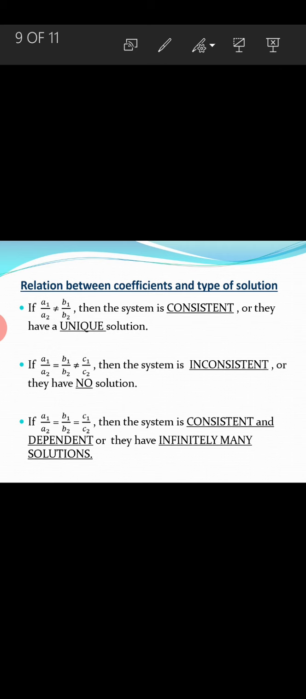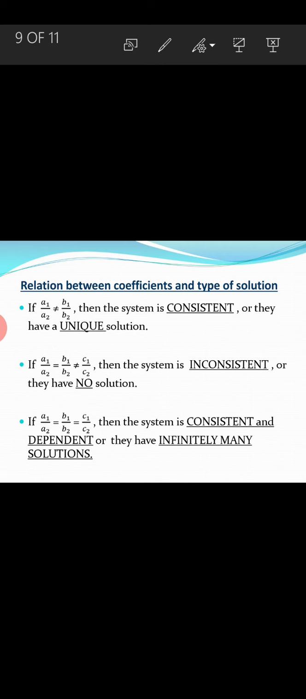If these ratios are not equal, that is if a1 by a2 is not equal to b1 by b2, then the system is said to be consistent, or they will have a unique solution, that is the lines will be intersecting.